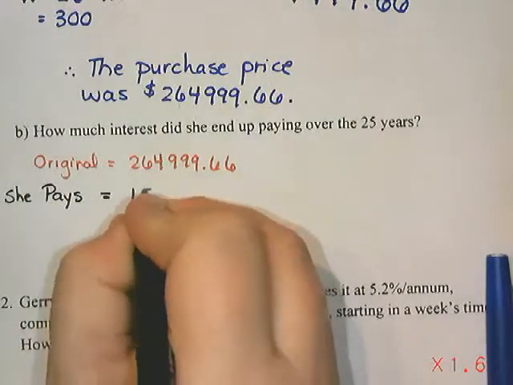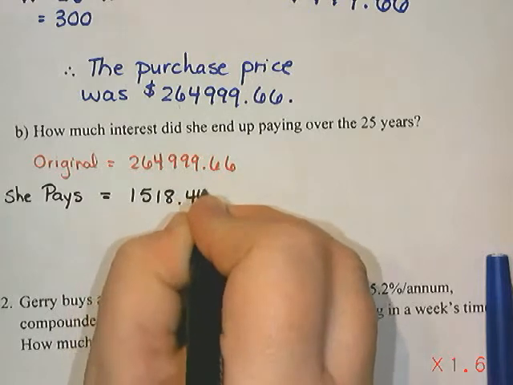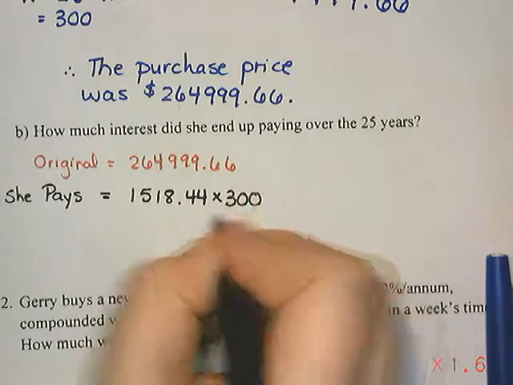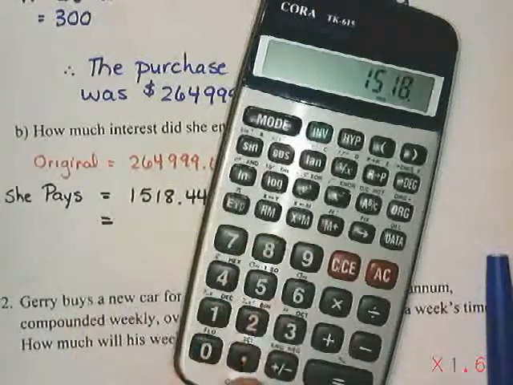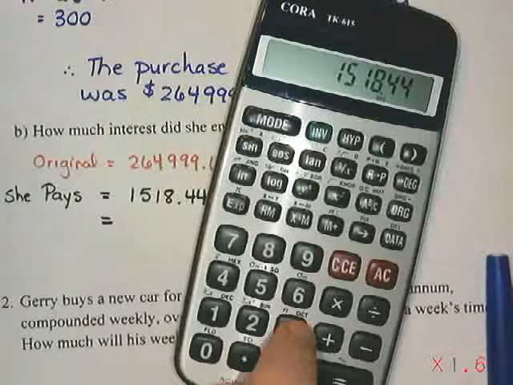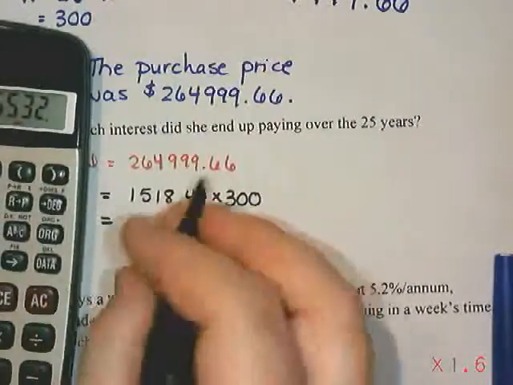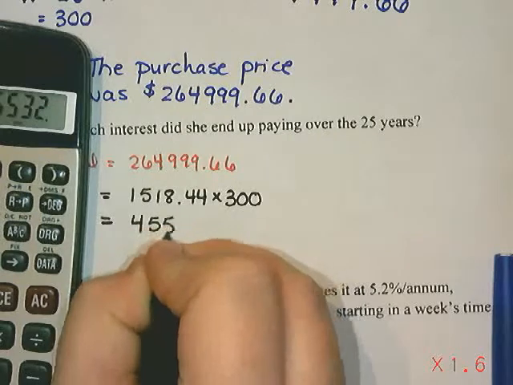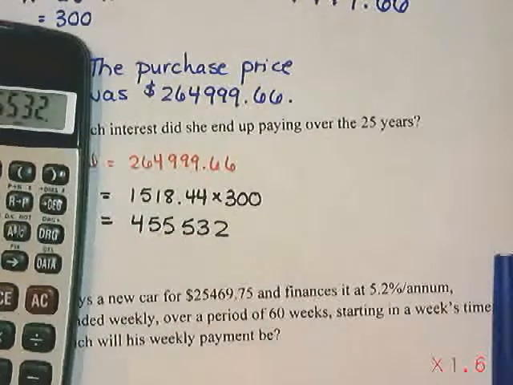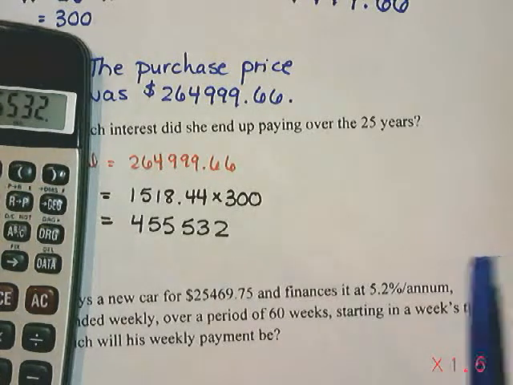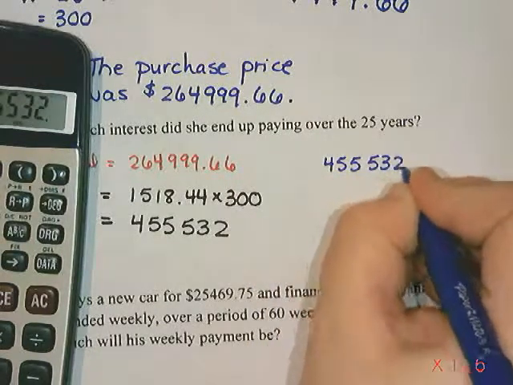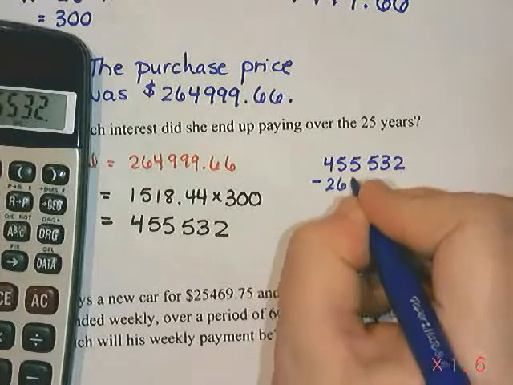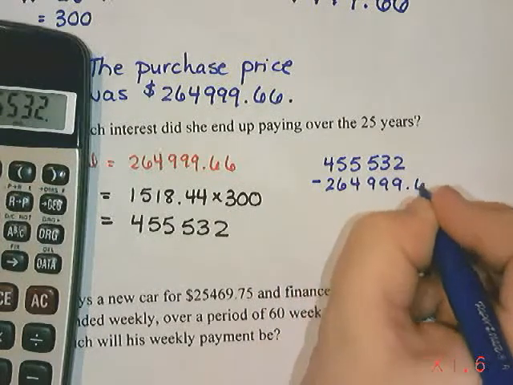So if I want to know how much she pays, I take that $1,518.44 and I times it by 300 because she makes 300 of those payments. So 1518.44 times 300 means she puts in a grand total of $455,532, which is a lot more than what the price was listed for. So if she had had the cash, she could have saved herself a whole lot of money here. So I'm going to take that $455,532. I'm going to subtract the actual price of $264,999.66.